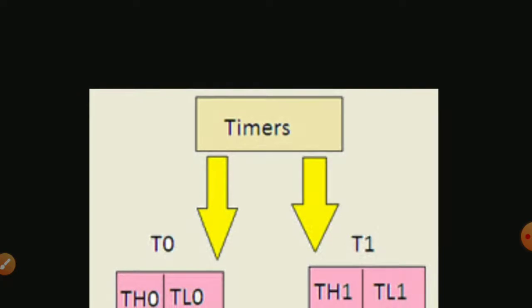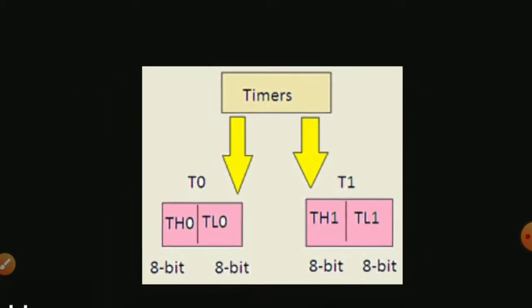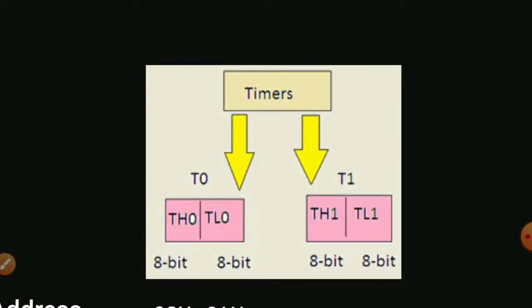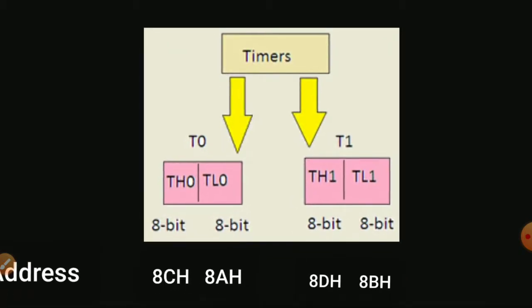When internal standard frequency pulses are counted, they generate a standard time delay and are used as timers. When any variable external frequency pulses at pin T0 and T1 are counted, the hardware operates as counter. Each timer has two 8-bit registers to count 16-bit numbers. Refer to the figure for the name and address details.